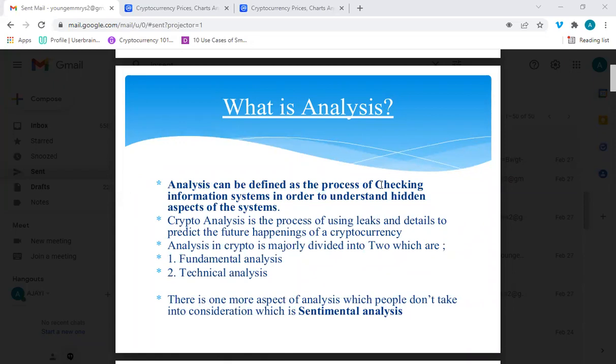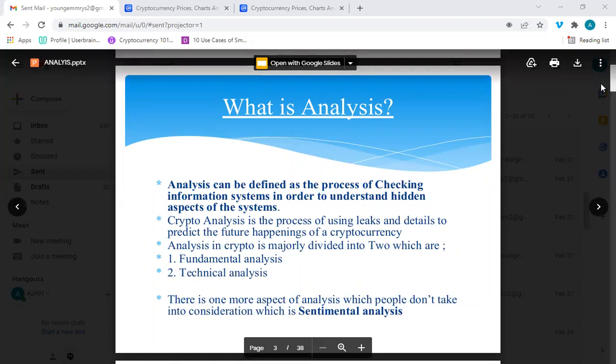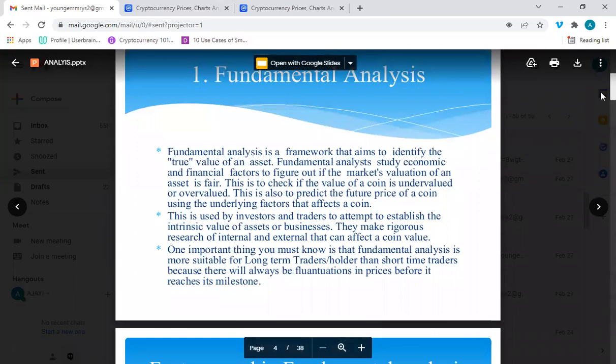So analysis is defined as the process of checking information aspects in order to understand hidden aspects of the system. If you are linking it with crypto, it means the process of using leaks and details to predict the future happenings of the coin. The future can be short or long. Now, what we are teaching tonight is fundamental analysis. If you are doing fundamental analysis on a project, it is always for the long term. If you want short term analysis, you go for technical. So fundamental analysis is always based on the long term.